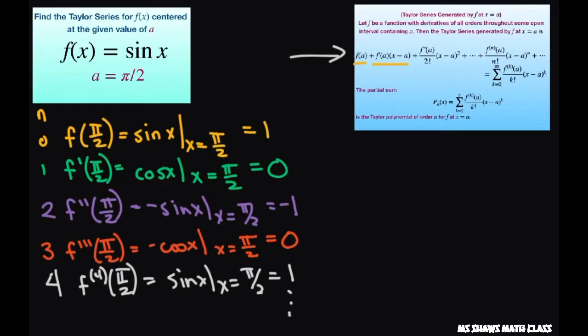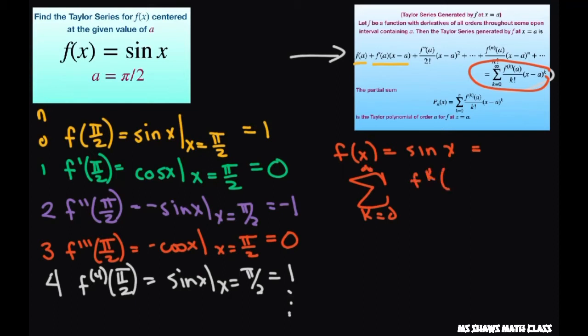So basically, if I use this form here, we have f of x equals sine of x, which is going to equal the sum of k equals 0 to infinity of f of k of pi divided by 2 divided by k factorial of x minus pi divided by 2 to the power of k. So given that, we're going to expand this and write this out.